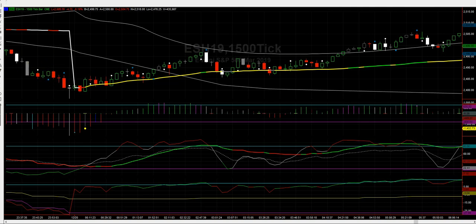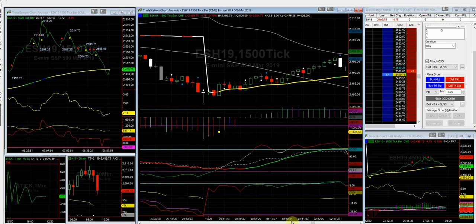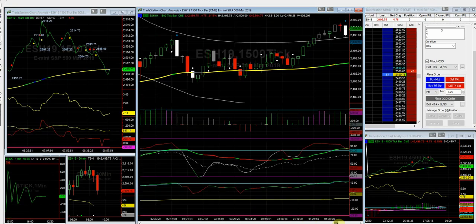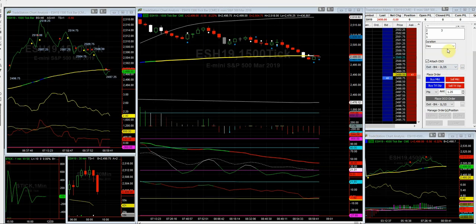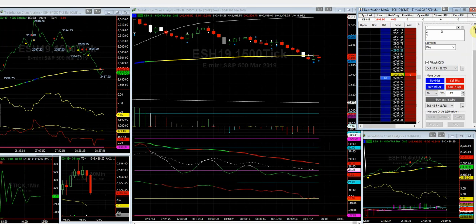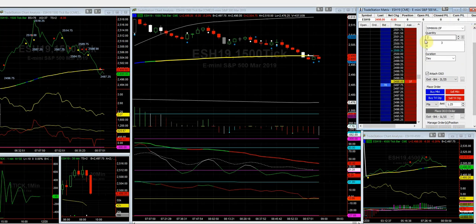So let's collapse this window again, move it over to the right edge, and talk a second about how we're going to manage the trade. Well, this is the matrix in TradeStation, and it lets us set up the parameters for our trade. In other words, we're going to be taking on an order with 2 contracts here.